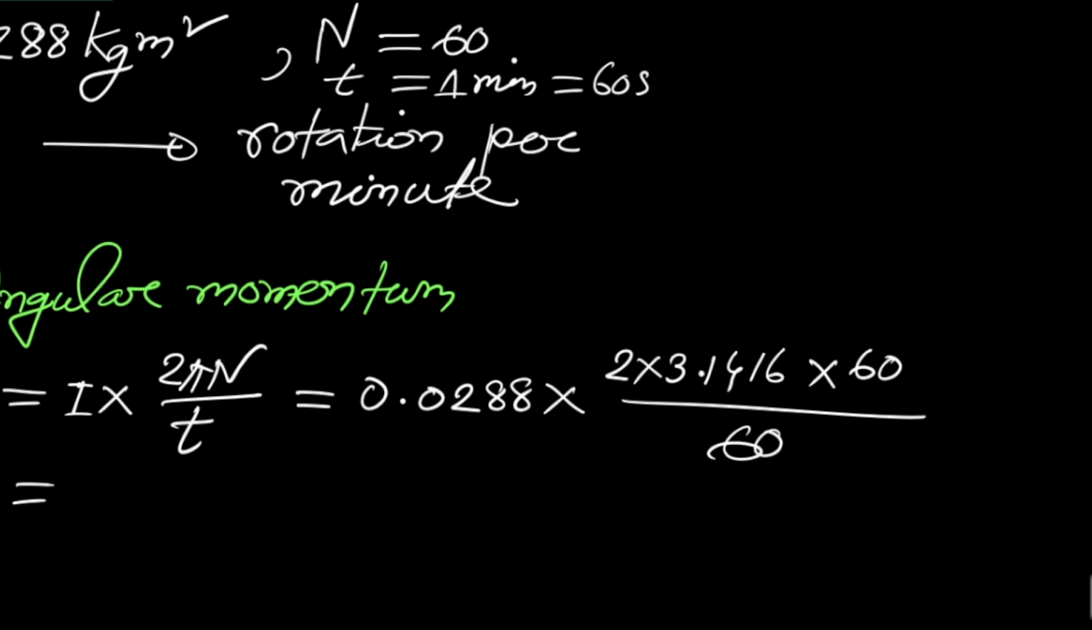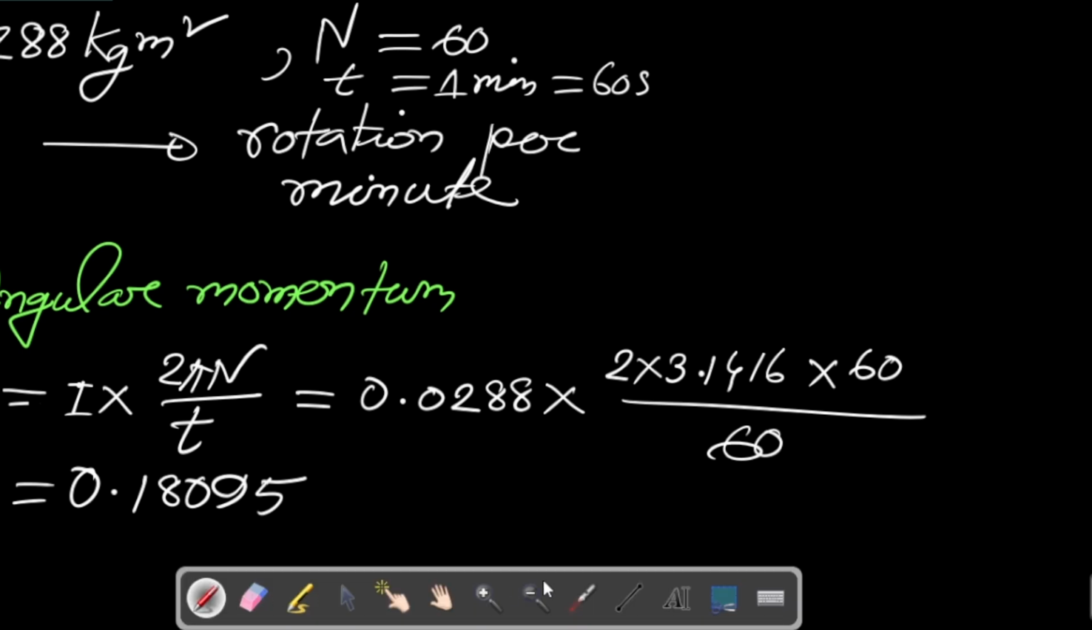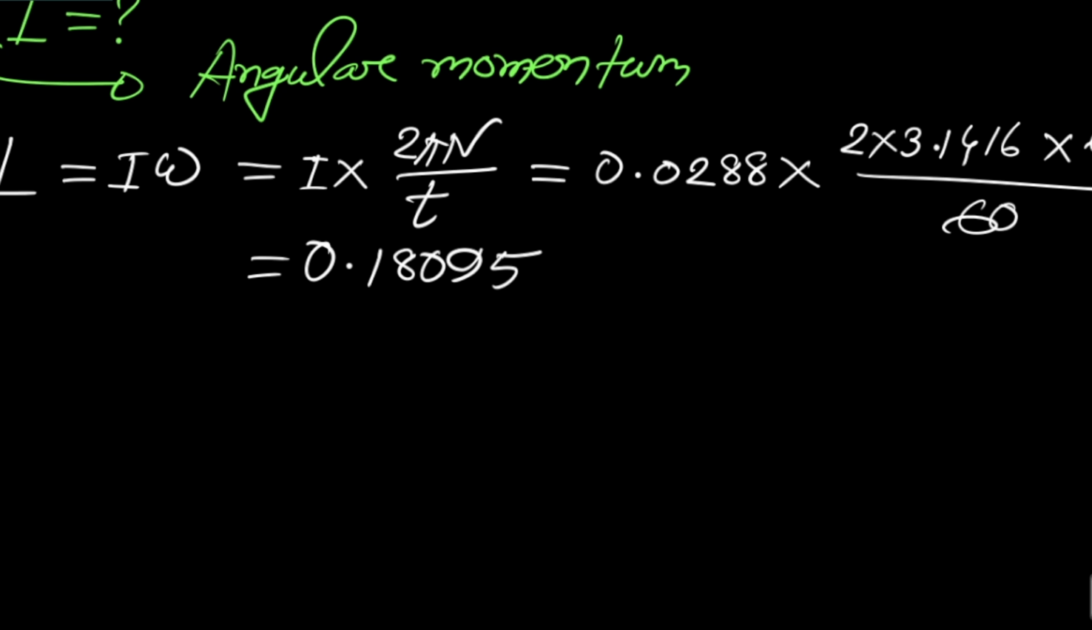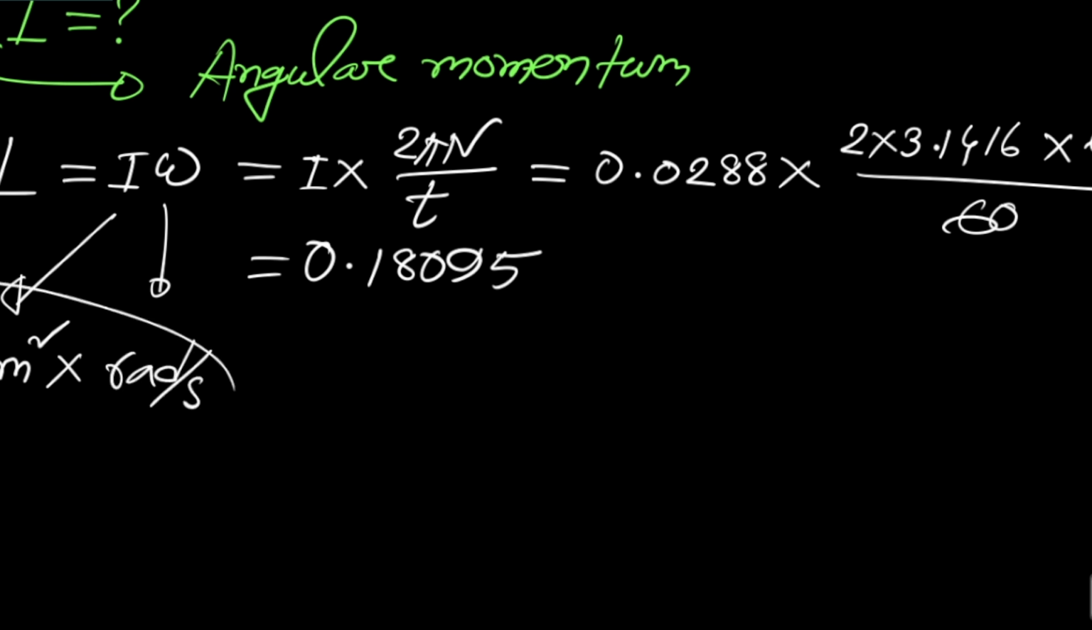After solving we get the value here. The 60 will be cancelled out, so 2 into 3.1416 into 0.0288, and finally we get the value 0.1809. The unit of angular momentum will be, we know the moment of inertia unit is kg meter square, and the unit of omega is radian per second.